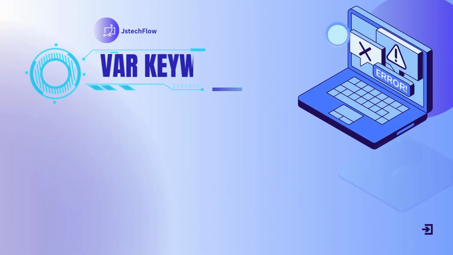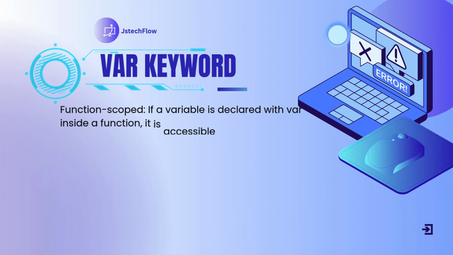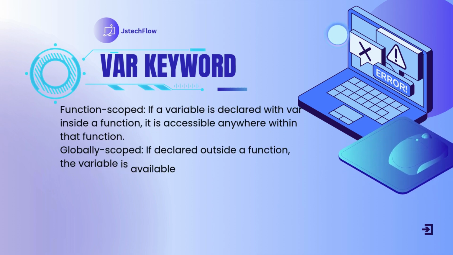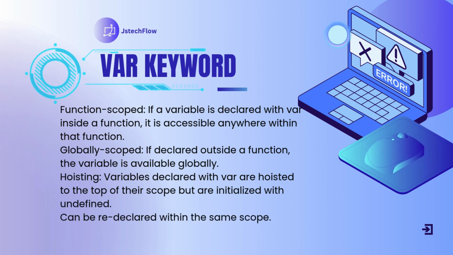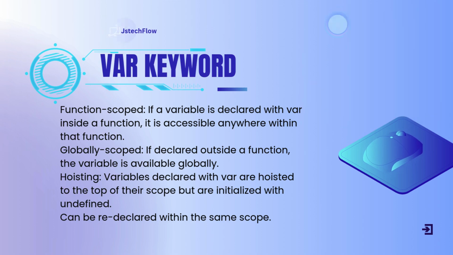Var keyword. Function scoped. If a variable is declared with var inside a function, it is accessible anywhere within that function. Globally scoped. If declared outside a function, the variable is available globally. Hoisting. Variables declared with var are hoisted to the top of their scope but are initialized with undefined. Can be redeclared within the same scope.